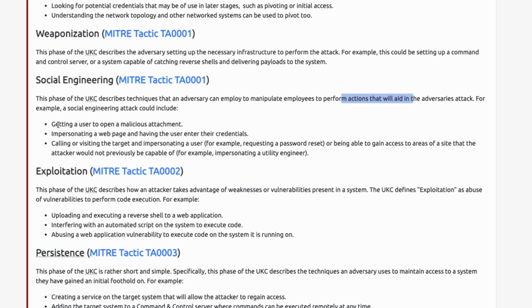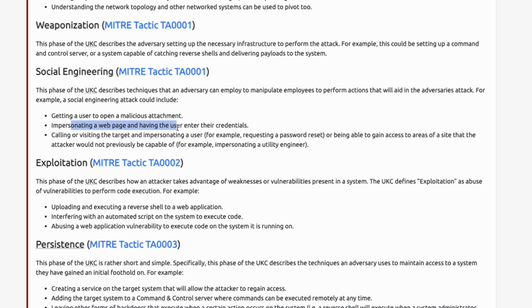For example, getting a user to open a malicious attachment, impersonating a web page so they enter their credentials into it, calling or visiting the target, or impersonating a user, for example requesting a password reset, or being able to gain access there.